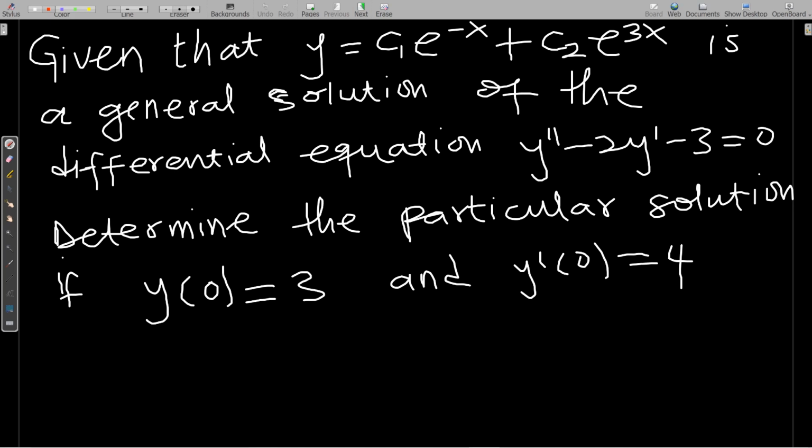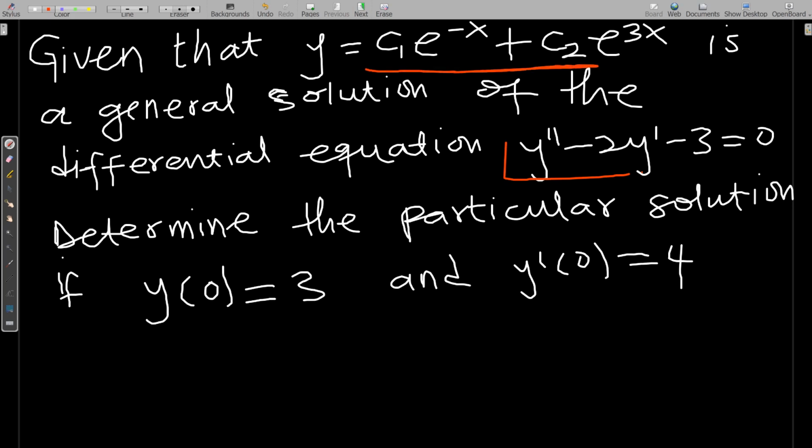Then when we start solving differential equation problems, you just use those ideas straight away. Okay, so this is the first question. Given that y equals c1 e to the negative x plus c2 e to the 3x is a general solution of the differential equation, you know that this equation given is a general solution to this differential equation. Determine a particular solution if y of 0 is this and y prime of 0 is this.